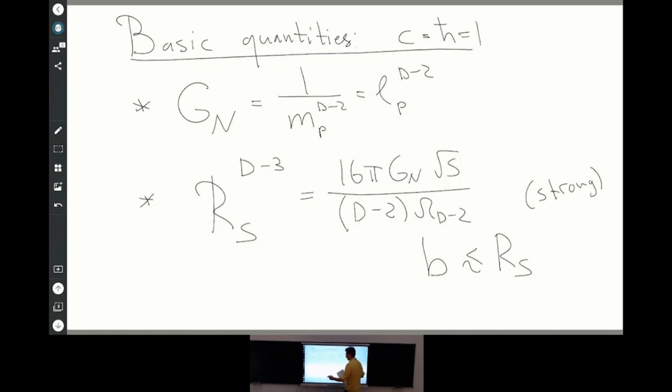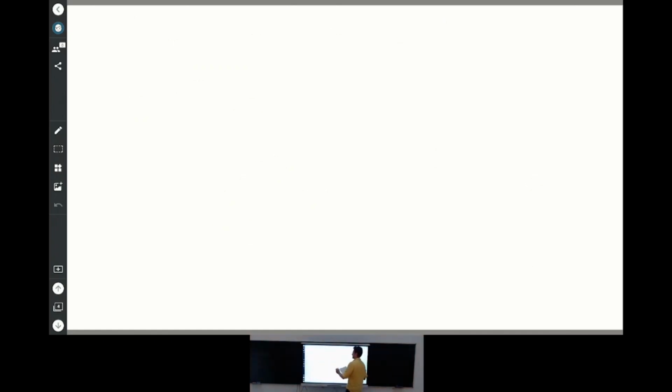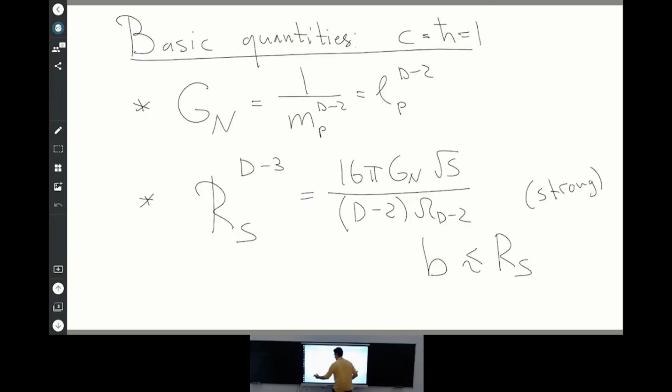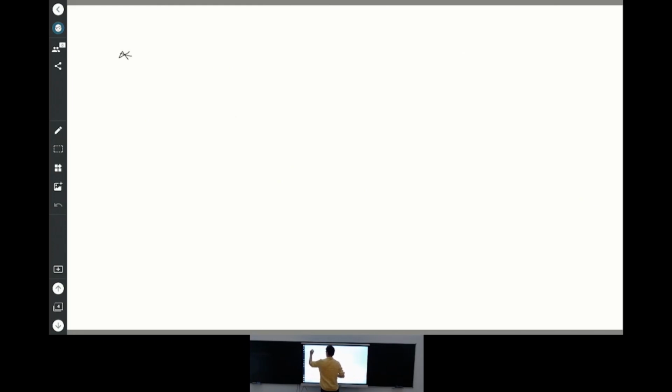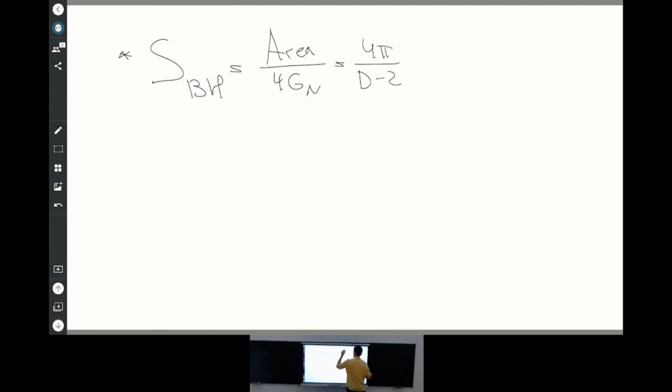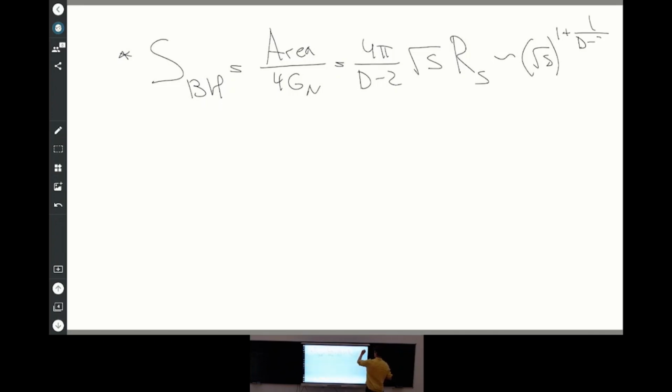Now, finally, let me quote another quantity which appears in this context, and this is the black hole entropy. If you take a black hole with this Schwarzschild radius, its entropy is the area over 4 G_Newton. And if you plug in the formulas from the previous picture, you get this: energy times Schwarzschild radius, and at high energies this scales like square root of s to the power 1 plus 1 over d minus 3. So this is another quantity to keep in mind.